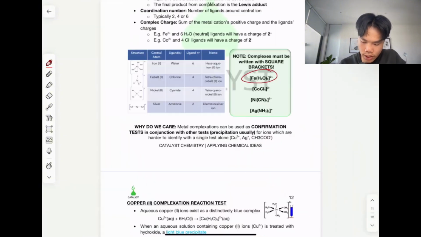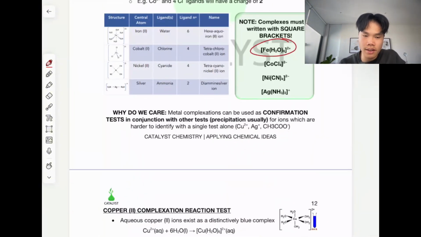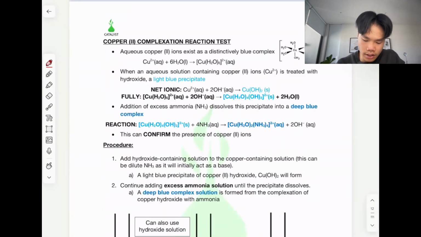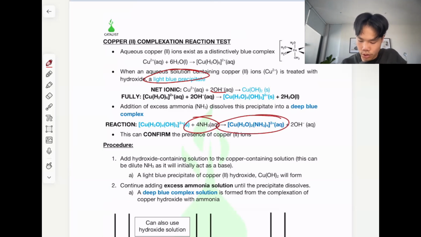The question is really, why do we actually need these complexation tests? They're just another way that we can confirm the presence of an ion. In the case of copper, normally we can identify it by making a light blue precipitate when we precipitate it with hydroxide. But once you've made this light blue precipitate, you can prove that it's copper hydroxide once again by dissolving it in ammonia, because it forms a deep blue complex which is soluble.